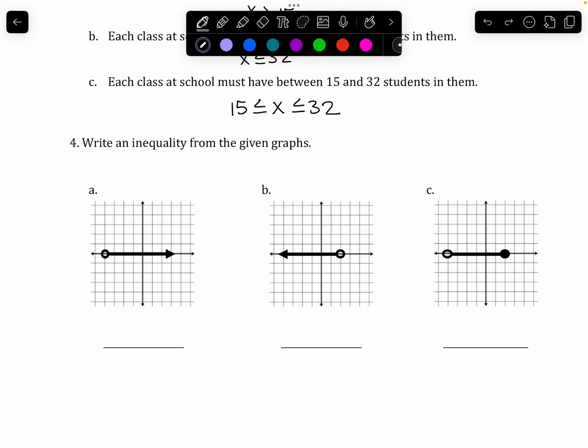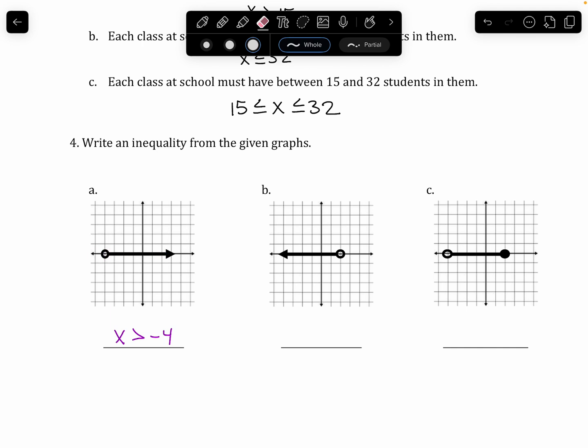Now, what we're going to do right here is go backwards, where I've given you a graph and you have to write the inequality. If you look here, this X value is 1, 2, 3, 4. This X value is -4. And then all of my X values that are shaded, or where the arrow is located, are larger than -4. So this is going to be X is greater than -4.